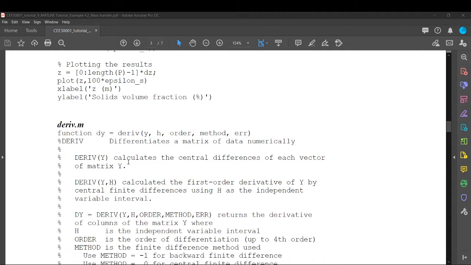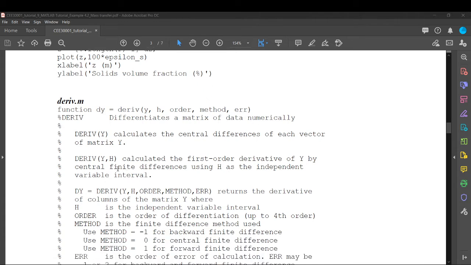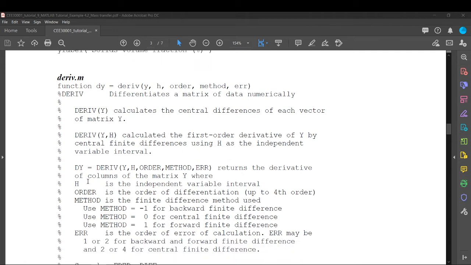The derive function differentiates a matrix of data numerically, and derive y calculates the central difference of each vector of matrix y. So derive yh calculates the first order derivative of y by central finite differences using h as the independent variable interval. So dy is derive yh order method and ERR, which returns the derivative of columns of the matrix Y, where H is the independent variable interval.